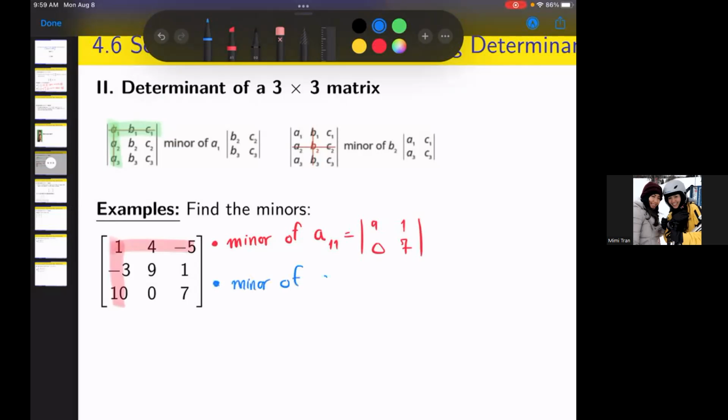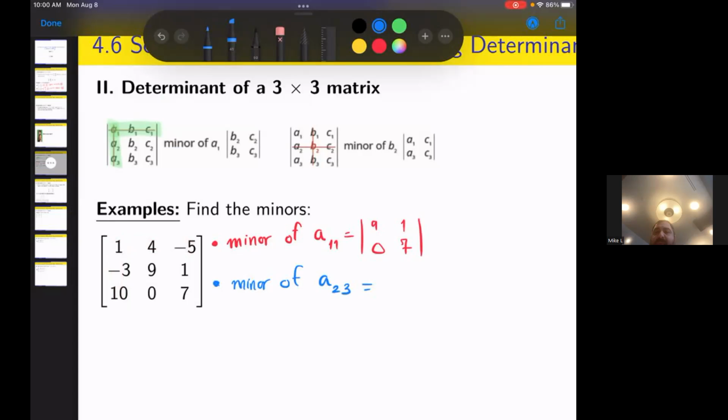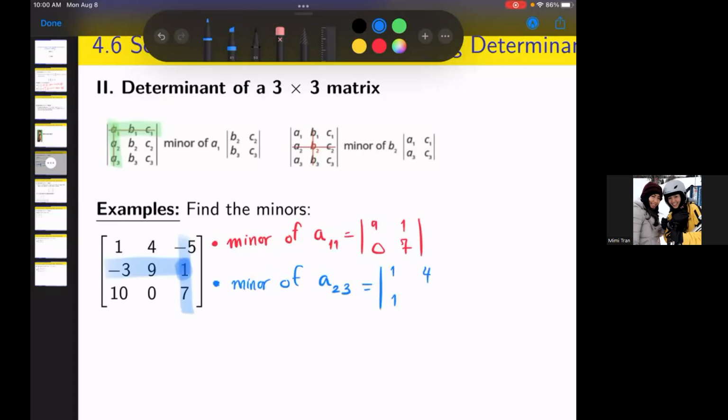Minor of A23. Can someone tell me what A23 is? Which one is A23? Is it the upside down T, like 490-1007? Yes. So A23 is this guy, right? So for the minor of that guy, you cross it out. Thank you, Mike. Then it will be 1410. Do you guys get the idea now? Yeah.